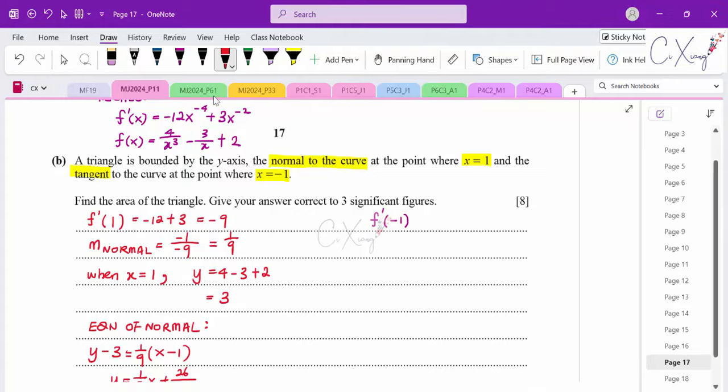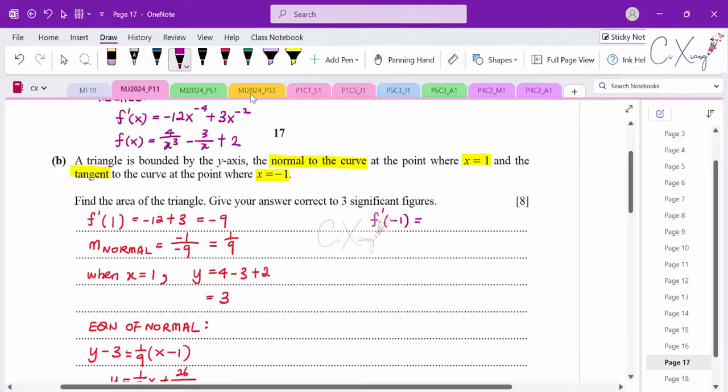Okay, so when x equals 1, okay. Then now I want to substitute x equals -1 into my equation of f prime x. If you simplify this, you have negative 12 plus 3, which is negative 9. And therefore you know that the gradient of tangent that you want to use here is negative 9.